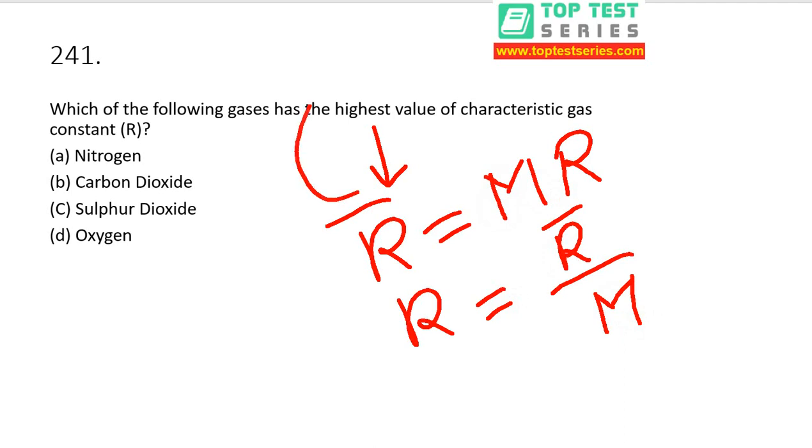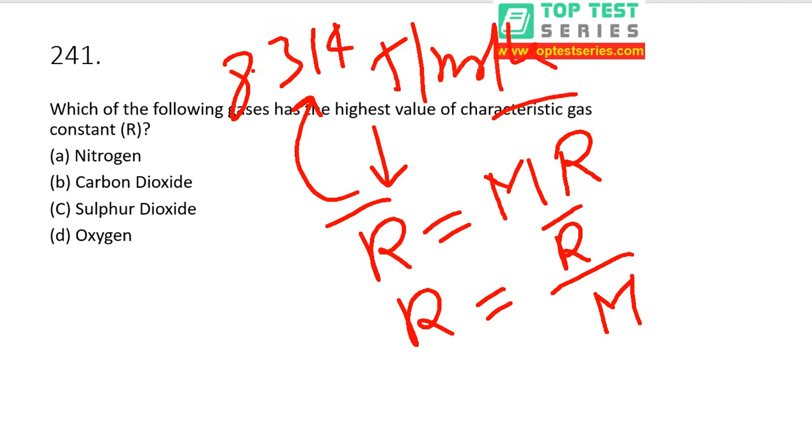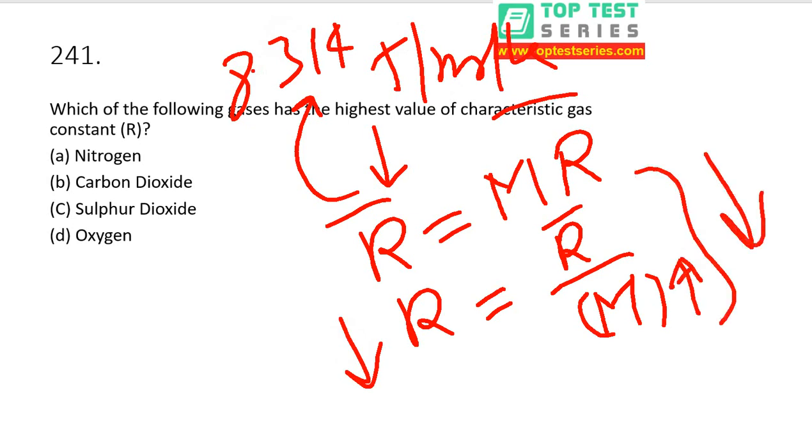What is the value of universal gas constant? 8.314 joule per mole Kelvin. This is the unit, right? Now guys, think about it. This is molecular weight. More molecular weight means less characteristic gas constant, because if it increases, the whole value will decrease. That means R will decrease, right? That means we have to find out among all the four options which one has the least molecular weight. The lesser the molecular weight, the more the characteristic gas constant. From this equation also we can understand, right?